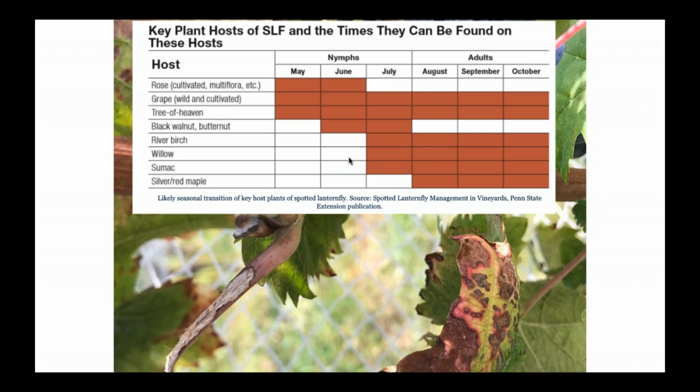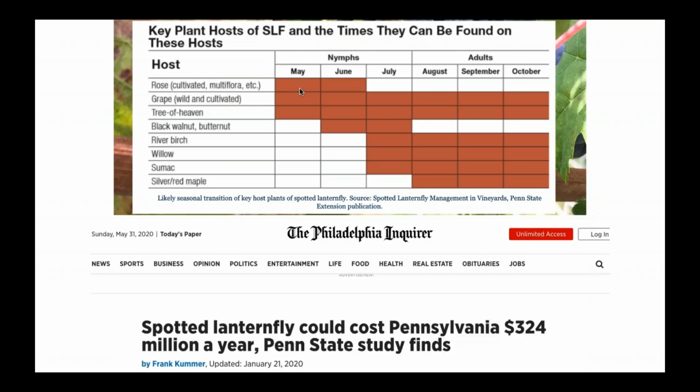They do group around Tree of Heaven when they're ready to breed. It's not clear why that's happening, but you could definitely find them on walnut as well. And in terms of agricultural costs, they use wild and cultivated grapes pretty much through their entire lifespan, and they can do some serious damage to vineyards for sure. It's not as clear exactly what kind of damage they're going to do in terms of forestry.